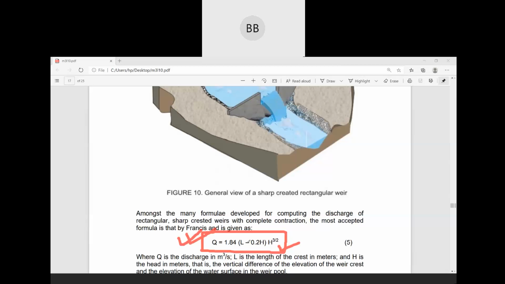So Q = 1.84 L H^(3/2), where L is the length, this is the L part, and H is your head of water or level of water, whatever you want to say. So H is the head in meters. L is the length of the crest in meters, so this is the L, this L part.